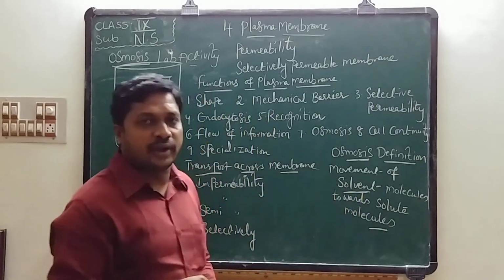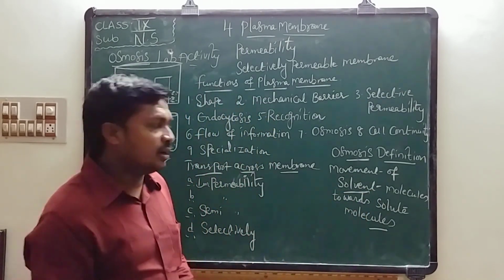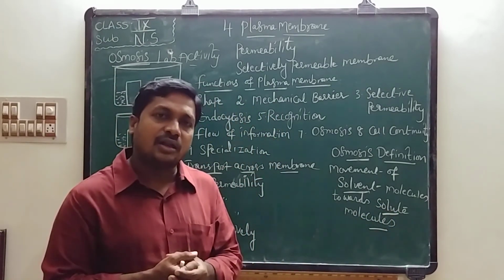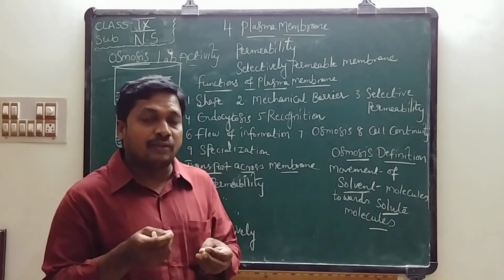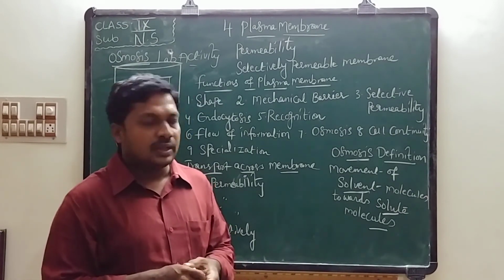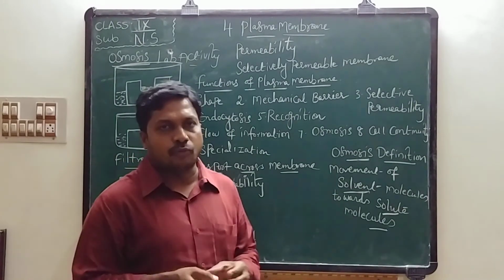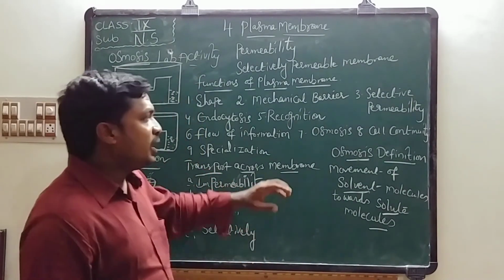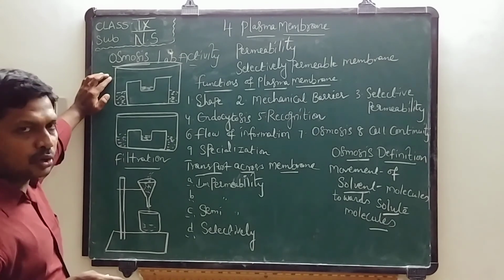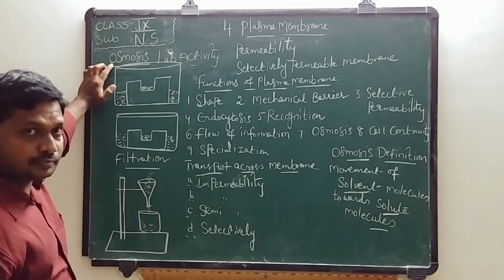What is meant by solvent? Water is the solvent here. What is the solute? Sugar, salt, etc. are solutes. The material which we add into the solvent is known as solute. Here the solvent is water. Water is the universal solvent. Here is one activity which explains osmosis.